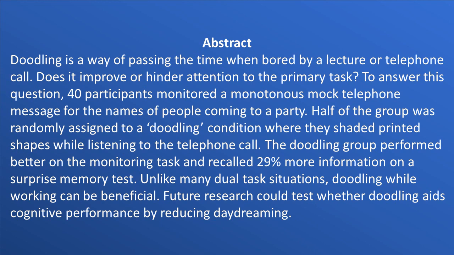Second, the abstract should comprise 1 or 2 sentences that clarify the aim of this study. In this example, the aim is implied by the phrase, to answer this question. This phrase refers to the sentence, does doodling improve or hinder attention to the primary task? So therefore, in this instance, the aim is sort of implied rather than explicit. Now, I prefer a more explicit description of the aim, but nevertheless, this implicit reference to the aim is acceptable as well.